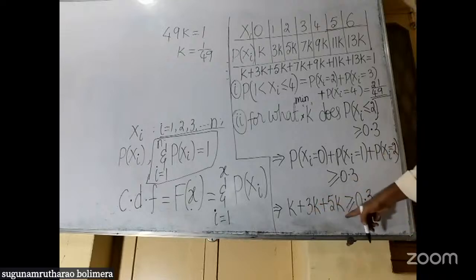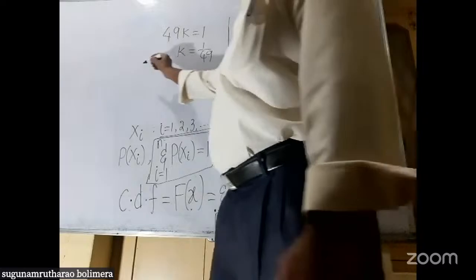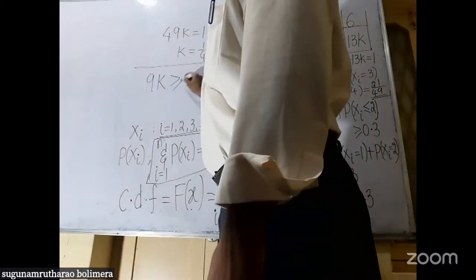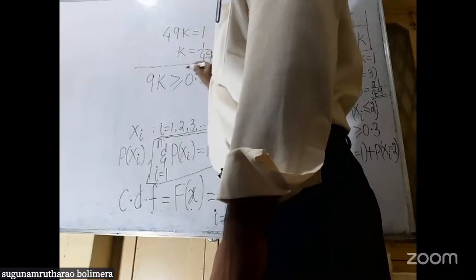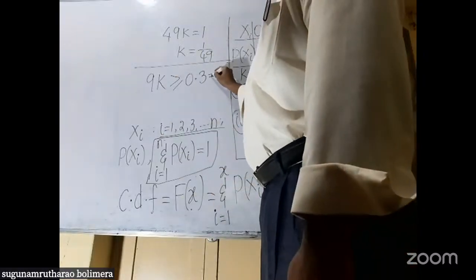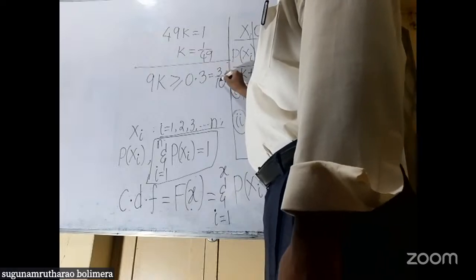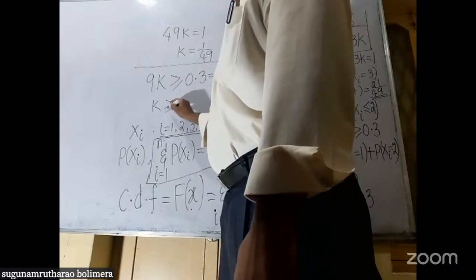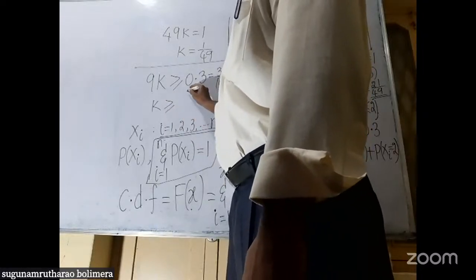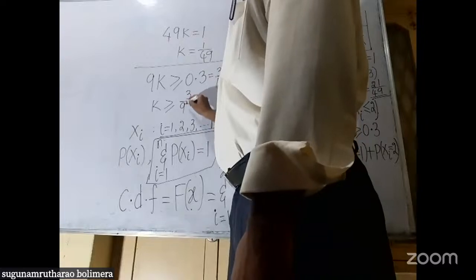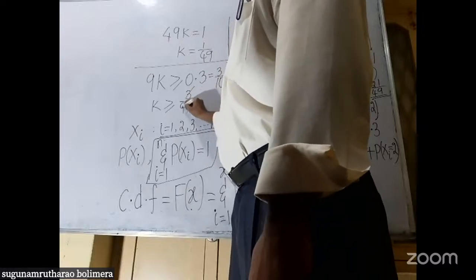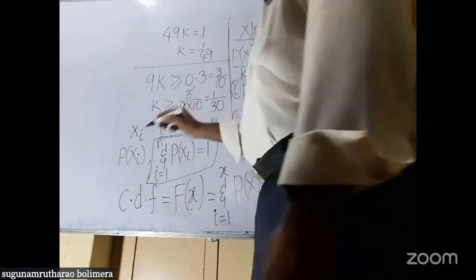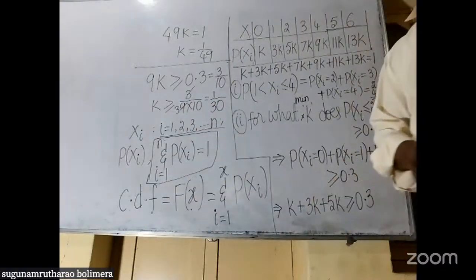So this is 9k greater than or equal to 0.3, that equals 3 by 10. Okay, k will be greater than or equal to 3 by 9 into 10, which is 1 by 30. So what is the minimum value of k?